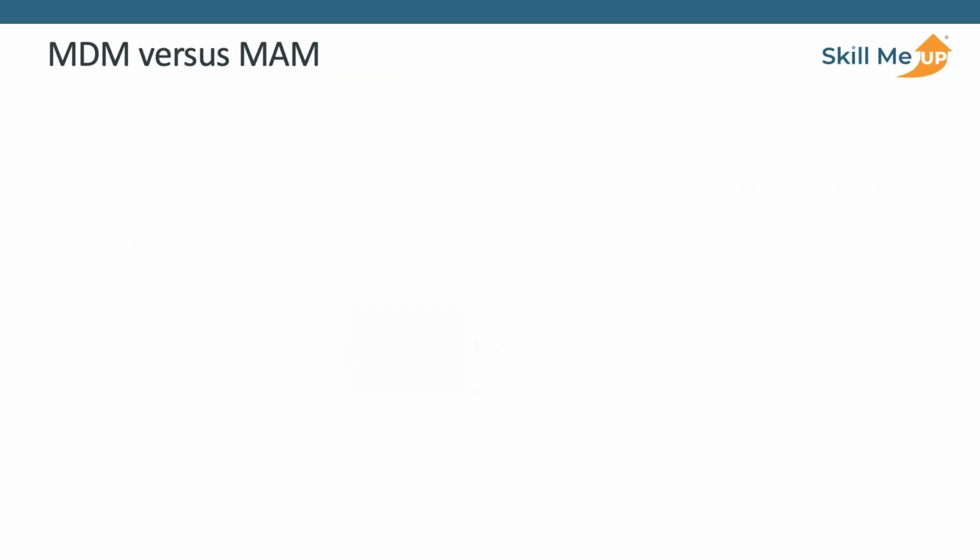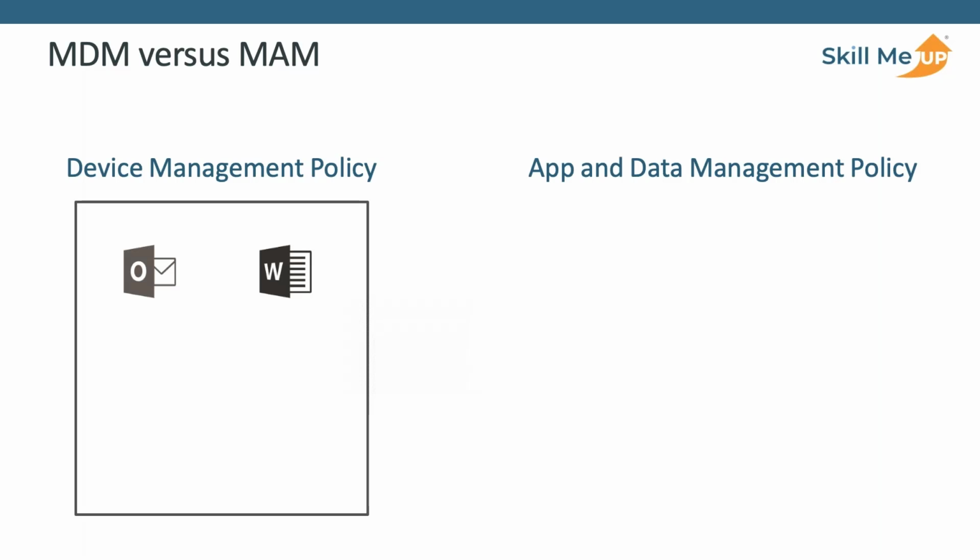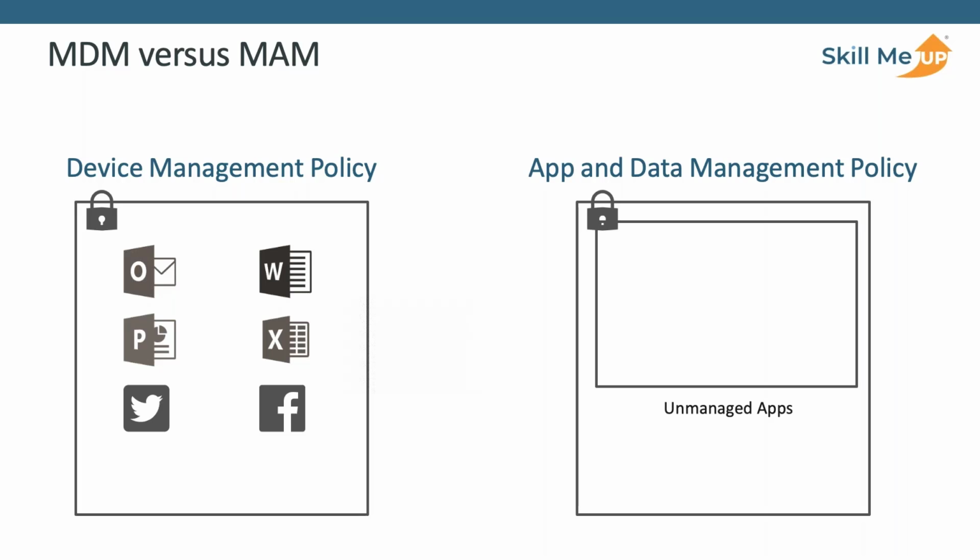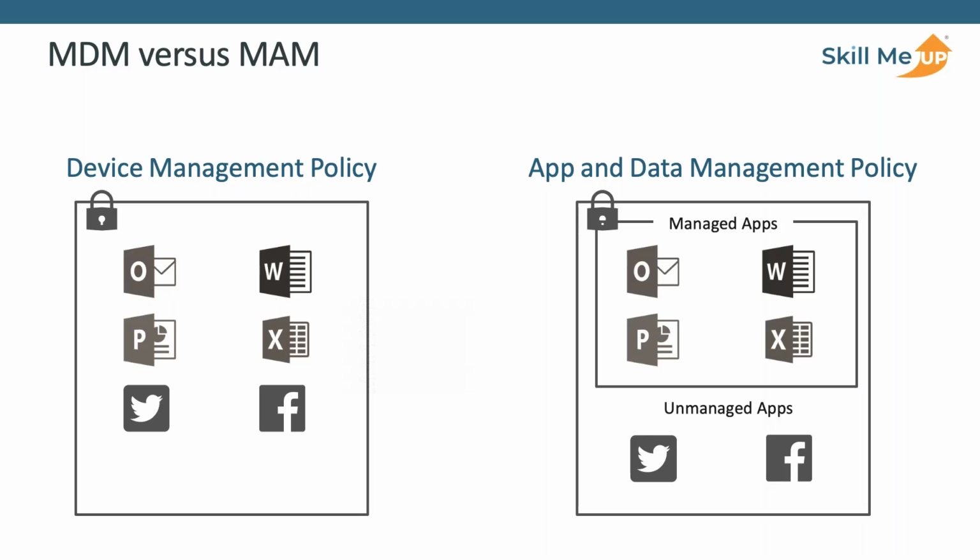Now, I said that we'd circle back to this one, to mobile device management versus MAM. So MDM, this is device management policies, which are applied to the entire device. And then, of course, MAM is segmented into managed and unmanaged applications. So if we look at device management policy, you can see that I have some applications here. And if we look at app and data management policy, you can see how they look a little bit different.